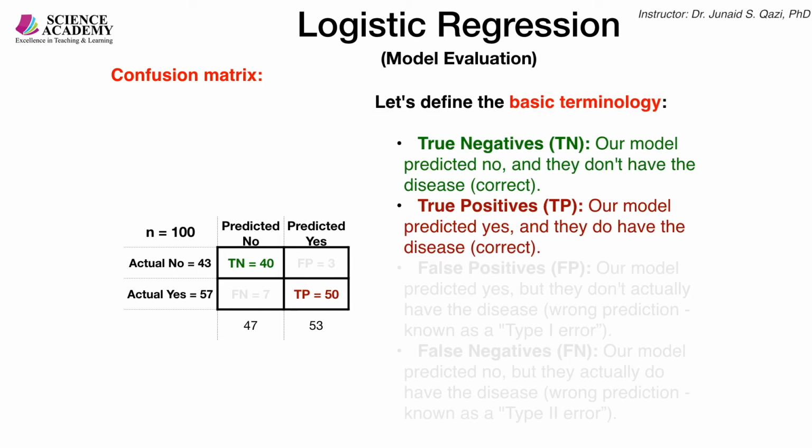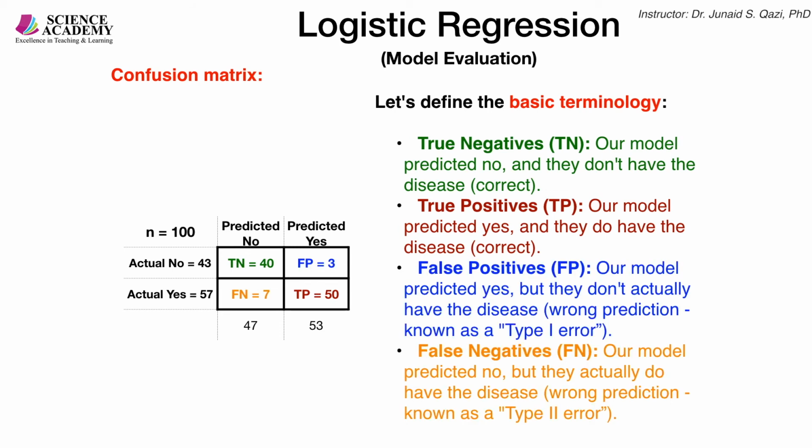Let's consider the trues first. The number in green, which is 40, is where our model is predicting no. This is correct, because in reality these 40 cases are no. True positives are the cases for which our model is predicting yes, and in reality they are yes. So this prediction is also correct.